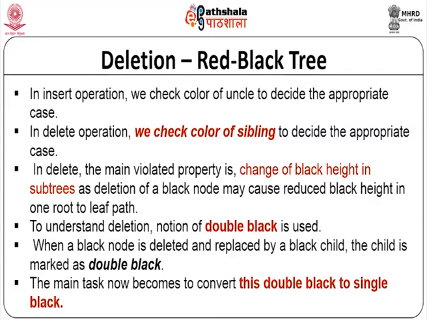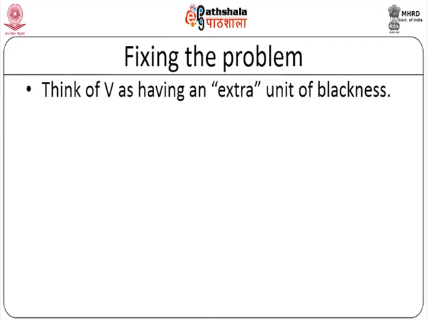So, what all did we say? When we do a deletion, the main property that is affected is the black height, which is reduced for some paths from a node. In order to handle that, we are using a concept called double black. Double black is when a black node is deleted and it is replaced again by a black child, and that child is marked as double black. The main task is to convert double black to a single, normal black. So, how do we fix the problem?